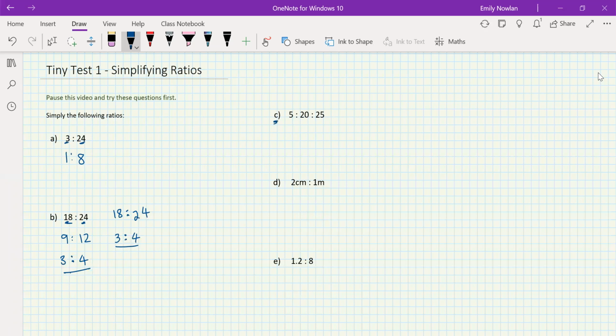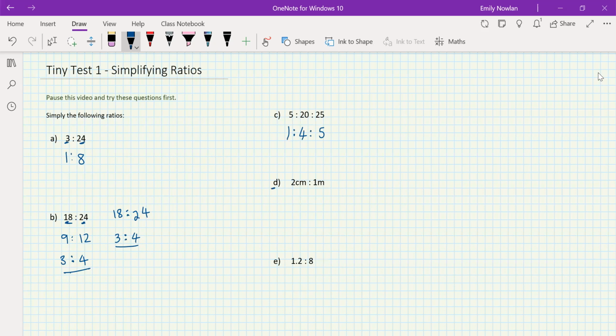Okay, over here to question C. Now, sometimes ratios have more than 2 numbers. This one is 5 to 20 to 25. So what goes into 5, 20 and 25? Hopefully you can see it's 5. 5 goes into 5 once. 5 goes into 20 4 times. And 5 goes into 25 5 times. You get 3 numbers for that one.